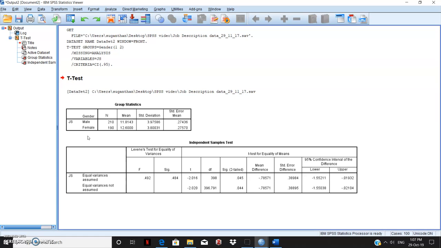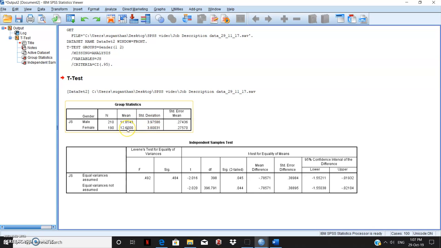But now the question is, okay, we say there is a significant difference. Can I find out who is exhibiting more job satisfaction? Where do I see and find out that? To know that answer, I have to look at this mean and standard deviation.